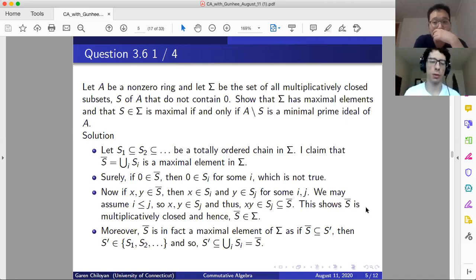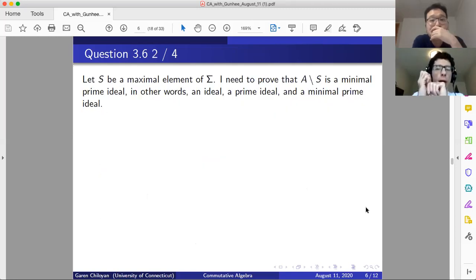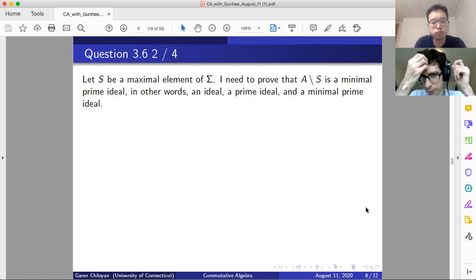It doesn't have anything to do with the proof that we're going to do, but it's good sometimes to convince yourself that maximal elements of a set in fact exist before you try to classify them. Let's try to prove the question. So let's say S is a maximal element of sigma. I need to prove that the complement is a minimal prime ideal. So first, let's prove that it's an ideal. Next, let's prove it's actually a prime ideal. And then finally, let's prove it's a minimal prime ideal. So these are three separate questions.